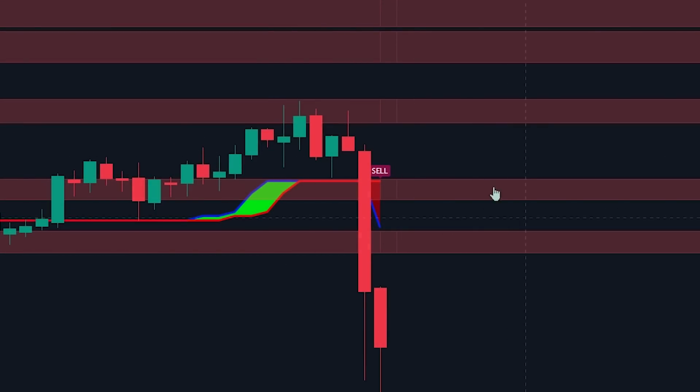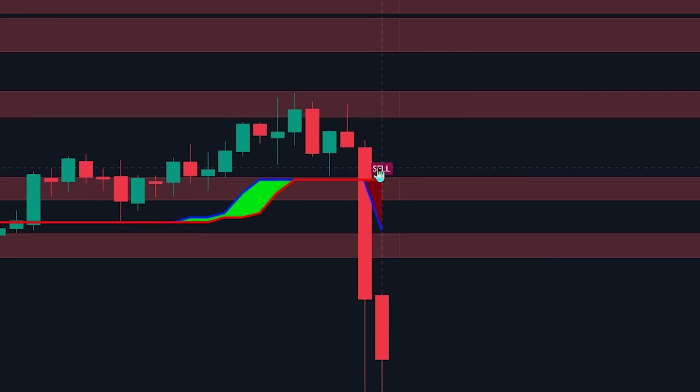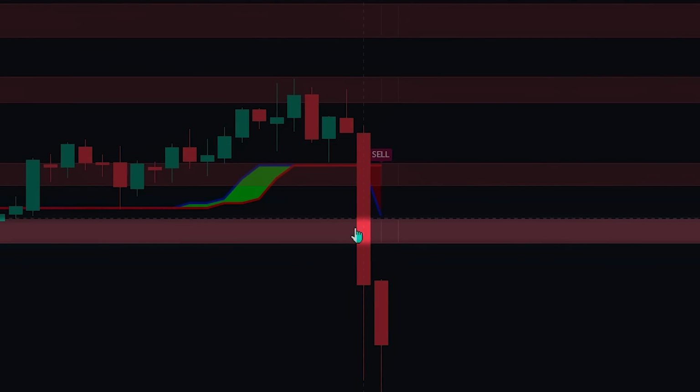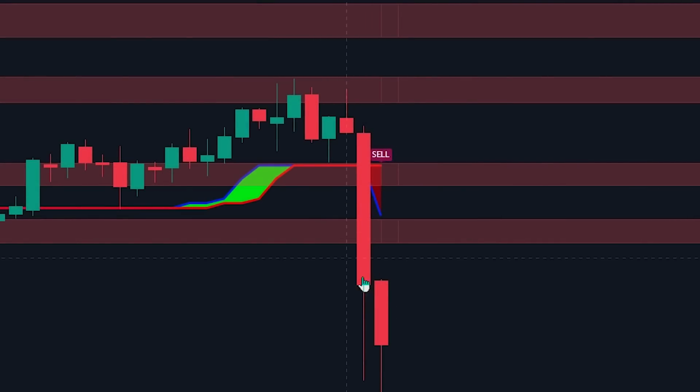Of course, for a sell position, we will first need a sell signal to be given by the Alpha Trend Indicator. We will also need for the price to break below the support and resistance channel indicator. As you can see, both conditions were met here, so let's enter into the position.